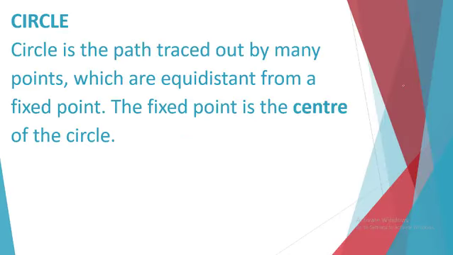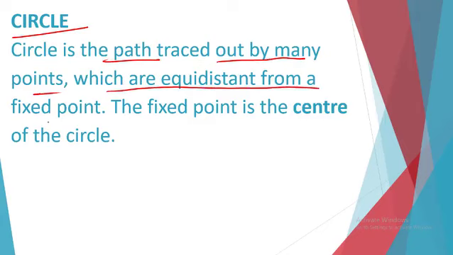Okay, when we talk about circles, what do we mean? A circle is the path traced out by many points which are equidistant from a fixed point. This is when you place your compass. When you place your compass, this is the center, and then it draws something like this. Don't mind my drawing. This is the center of the circle, and then this is the trace.